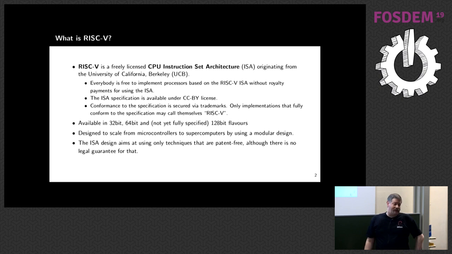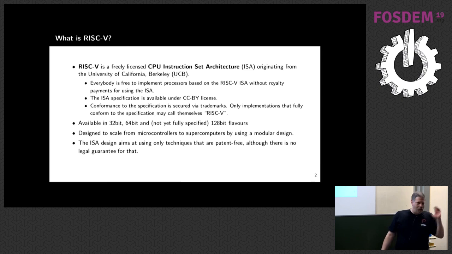The RISC-V ISA exists in 3 different variants. It's available in 32-bit, 64-bit, and still work in progress, 128-bit. So for practical purposes, it's 32-bit and 64-bit right now. It has been designed to be modular, to scale from microcontrollers up to supercomputing, and the ISA designers are trying to have only non-patentable technology in the ISA specification so that it is possible to actually implement a RISC-V CPU without having to buy patent licenses. There is no formal legal guarantee for that, but the designers have put quite a bit of effort to make sure there are no patent problems.